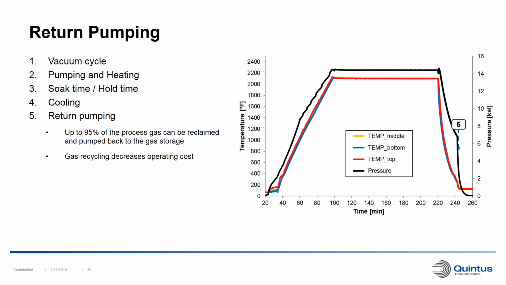When the system has cooled down, we want to get rid of the pressure inside the vessel, and in our vessels we can actually reclaim up to 95% of the process gas. So the gas you're using in the cycle, we can reuse for the next cycle. We equalize the pressure in the vessel back to the gas storage, and when it's equalized, we also use the compressor in the system to pump gas back to the gas storage. This of course will decrease your operating cost for the HIP cycle.